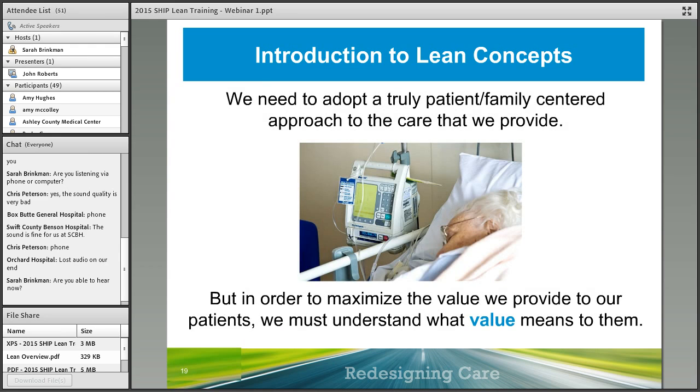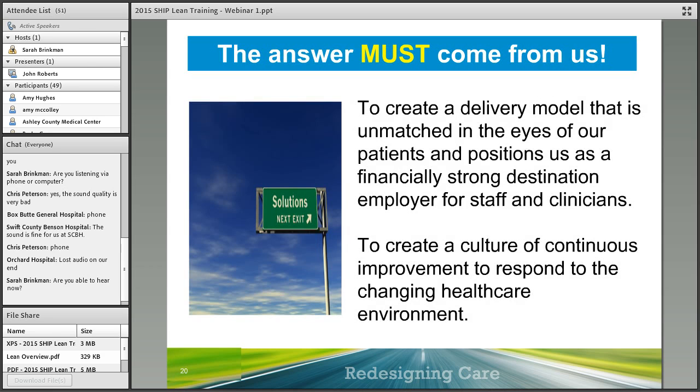So when we're looking at lean and lean concepts, if we're going to move to this system of being more value-driven and provide value for our patients, we have to understand what value really means to our patients. And again, we'll talk about that later in this webinar, about the voice of the customer. We have to look at what they would be willing to pay for and what they are not willing to pay for.